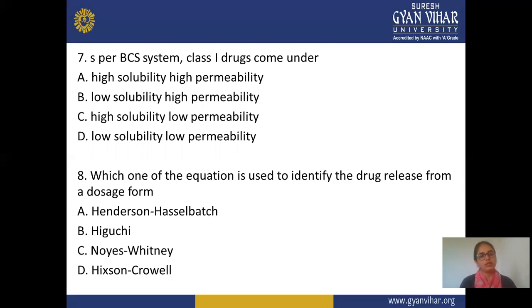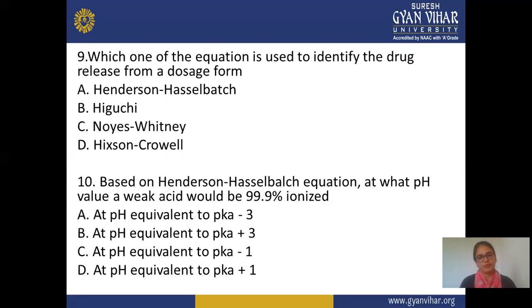Next, the eighth question is which one of the equations is used to identify the drug release from a dosage form? The option A is Henderson-Hasselbalch equation. B is Higuchi model. C is known as Noyes-Whitney equation. D is Hixson-Crowell model. Next, ninth question, which one equation is used to identify the drug release from a dosage form? A option is Henderson-Hasselbalch equation. B is Higuchi. C is known as Noyes-Whitney. D is Hixson-Crowell.